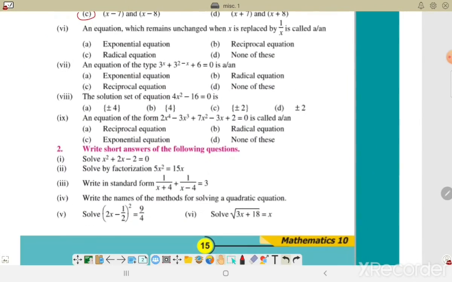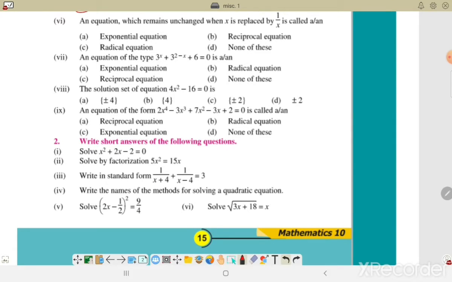Next, we are going to have the sixth MCQ, which is an equation which remains unchanged when x is replaced by 1 by x. It is called the reciprocal equation. B is the correct option. An equation of this type in which the variable comes in the exponent is called the exponential equation.